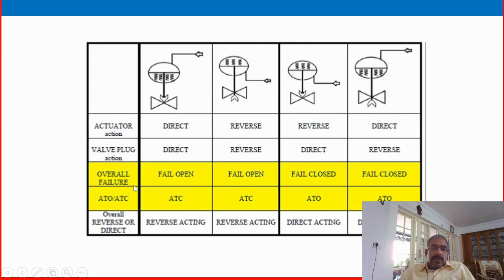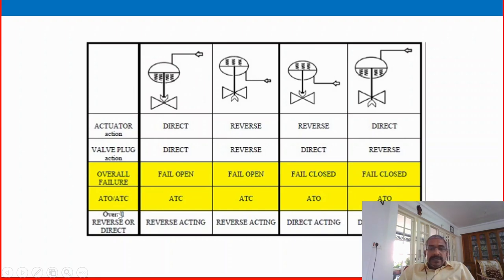Air to close. So on air fail it will open; air to close, that is the direct. Here it is fail open, then ATC, both almost correct. Here it is direct, direct, and fail open. Overall reverse or direct, it is reverse acting. In the same way, reverse, reverse, fail open, ATC. Reverse, direct, fail close, air to open, reverse acting. So this is direct acting. It is direct, reverse, fail close, ATO.